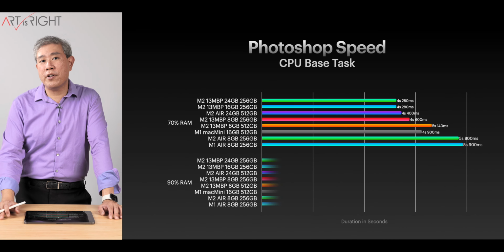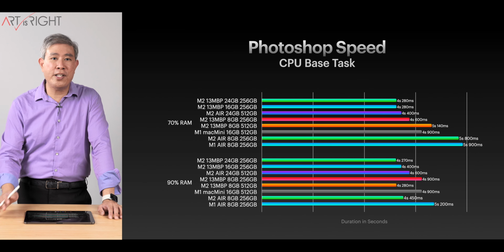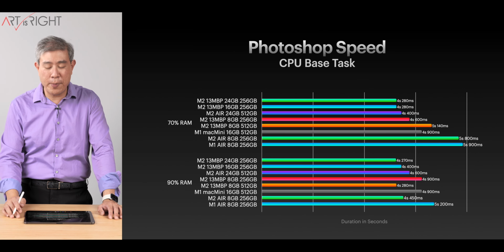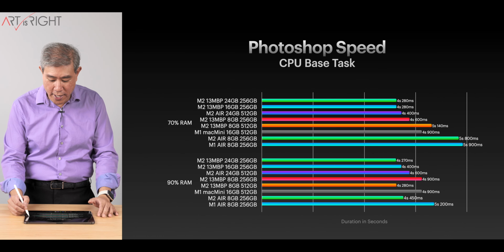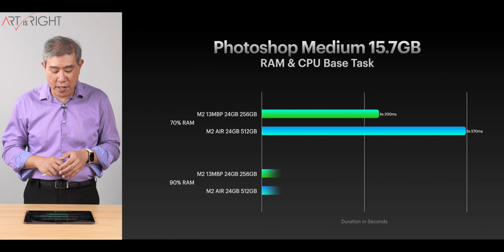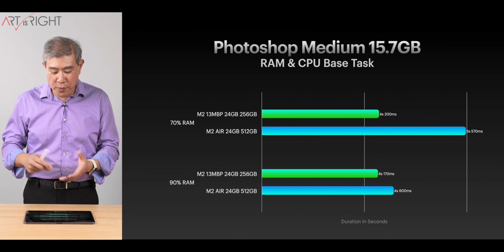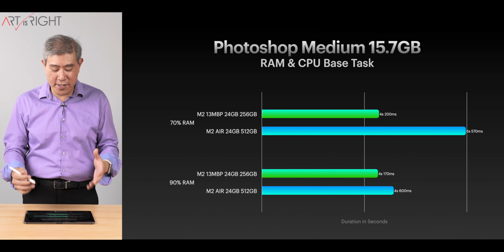And with this, here's the result from all the other M1 and M2 machines, so you get a pretty good idea for Photoshop speed tests. And this is really mostly using the CPU on the system to run these tasks. Now let's take a look at Photoshop Medium. Having 24 gigabytes of memory, working with large files like this is going to show a difference.